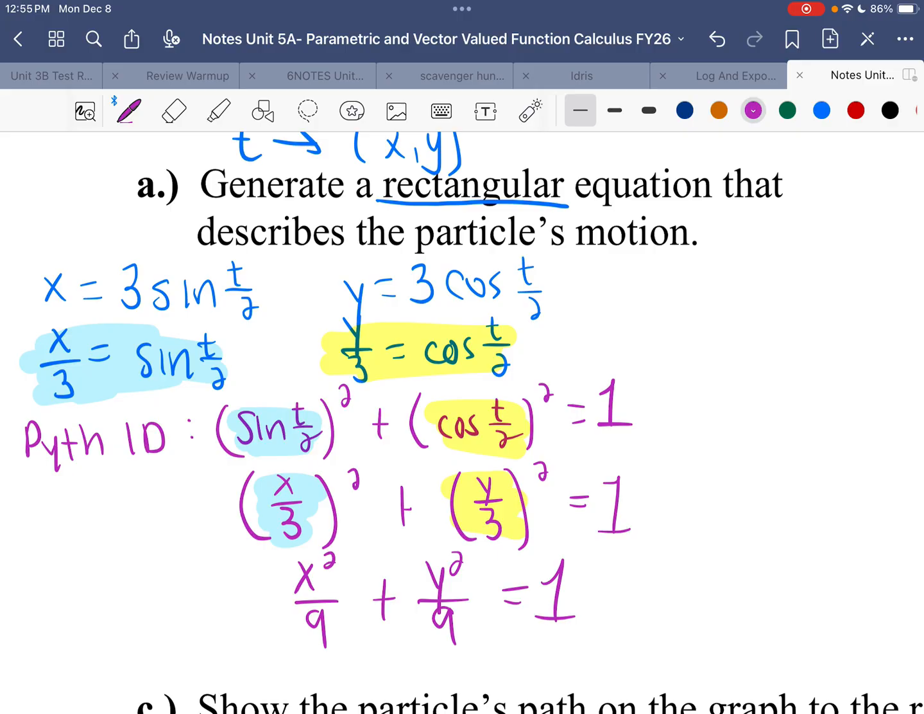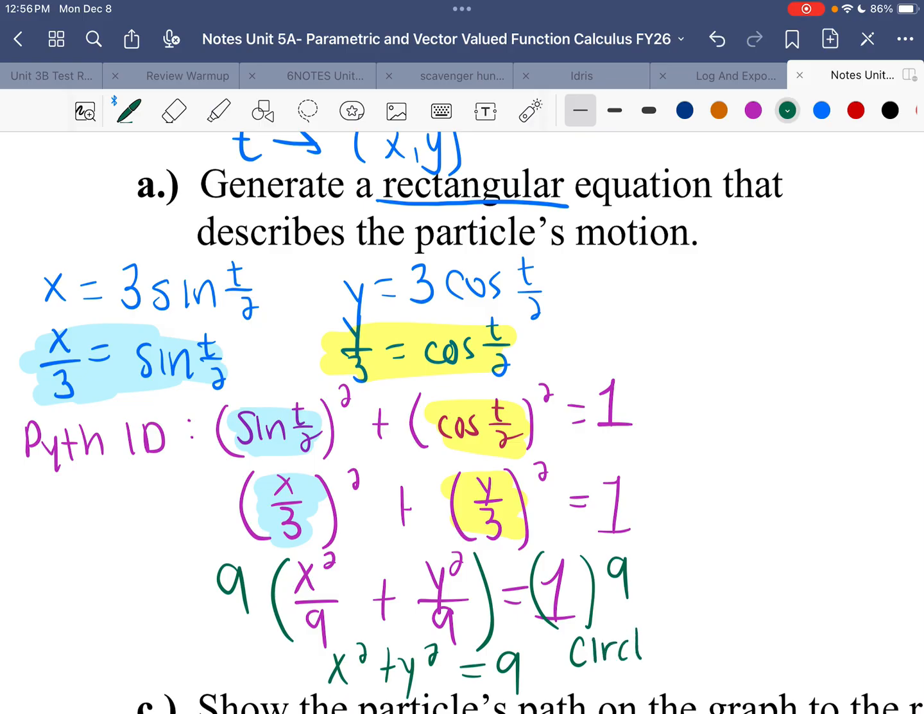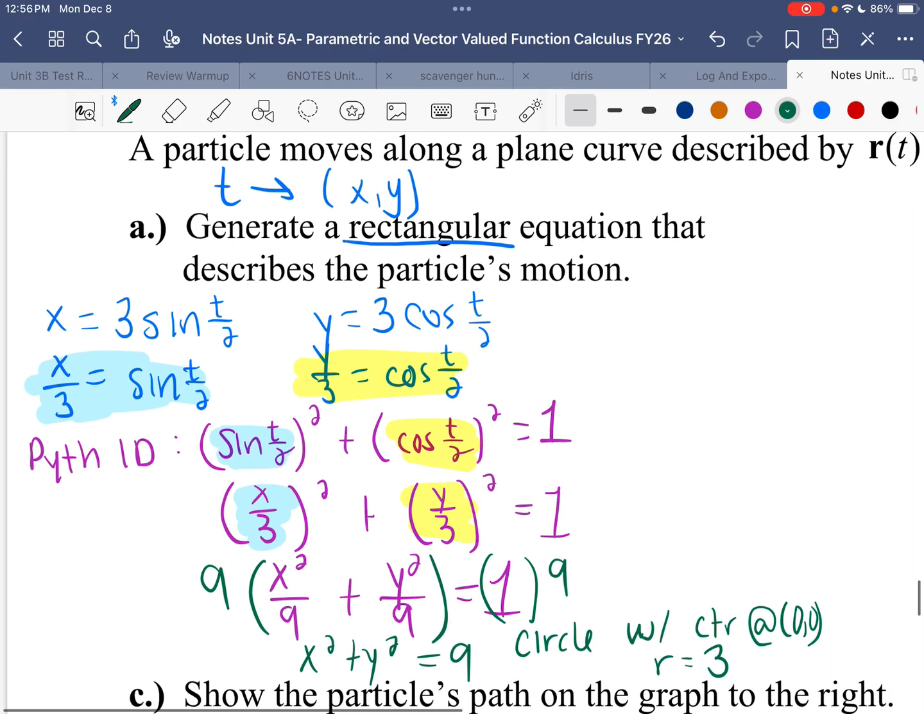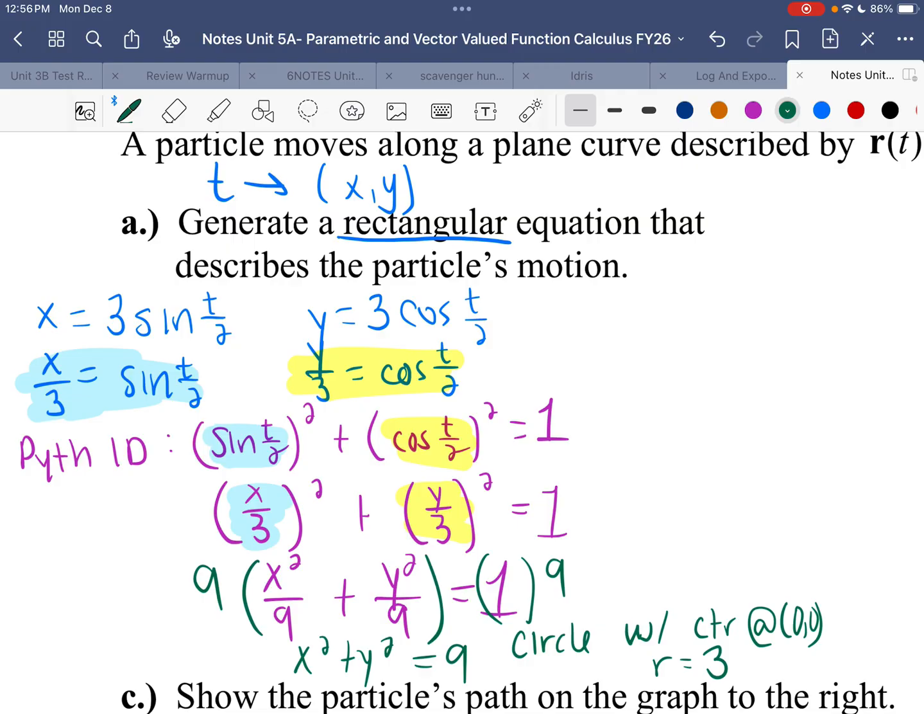Okay, and this kind of looks like an ellipse right now because you have a fraction equal to 1, but the denominators are the same. When the denominators are the same, you can't tell which axis is the major axis. So let's multiply both sides by that denominator. And you have x squared plus y squared is equal to 9, which hopefully you can identify as a circle with a center at 0, 0, and a radius equal to square root of 9, which is 3. Okay, so this is it in rectangular.